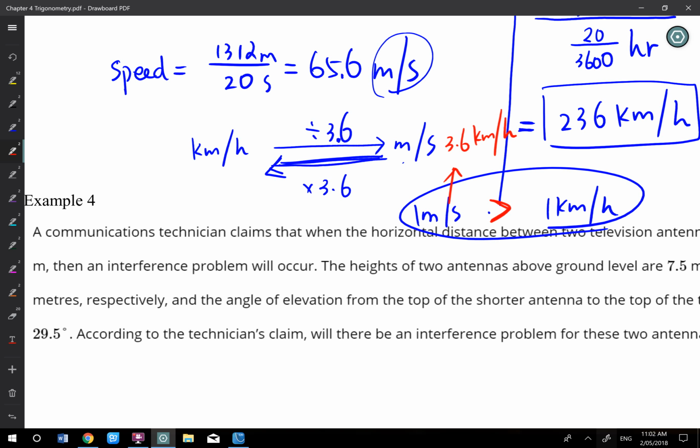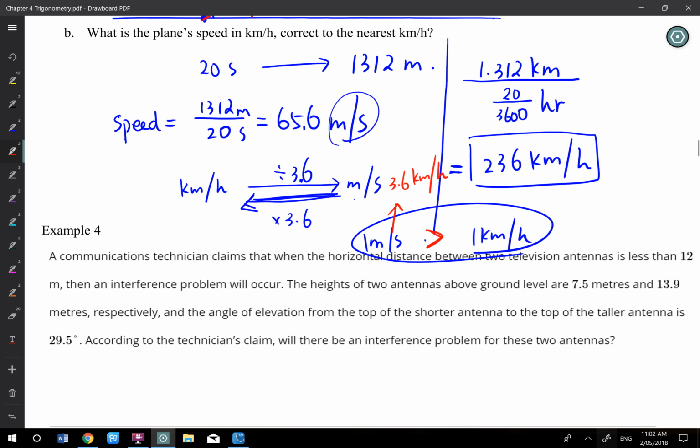It's very confusing, but it's very important. Those two units we like to test a lot: meters per second and kilometers per hour. Also in the VC exam, you might have questions like that as well.